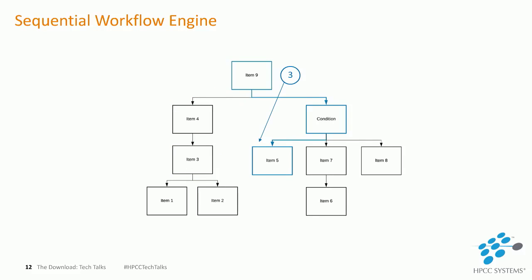It will do exactly the same on the right side of the diagram for the condition item, which is a way that ECL programmers can use conditional execution. Once it performs item 5, it will select one of the two branches to recurse down, in this case choosing the right branch. And once it's executed that item and returned to item 9, the sequential workflow engine knows that the query is complete because it will have performed all of the items.